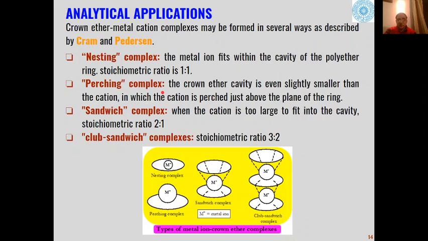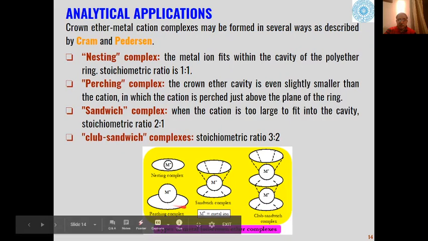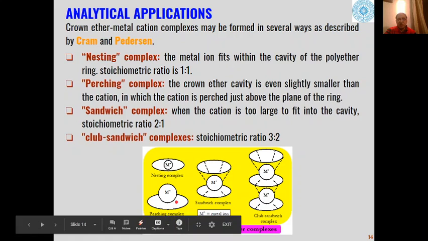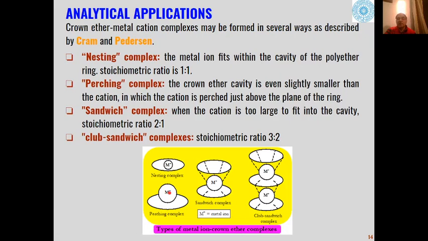Then the perching complex. A perching complex is this type of situation where the crown ether cavity is slightly smaller than the cation, and the cation is just perched above the plane of the ring. So it does not completely go inside the cavity, but some portion of the metal ion remains just above the plane of the ring.